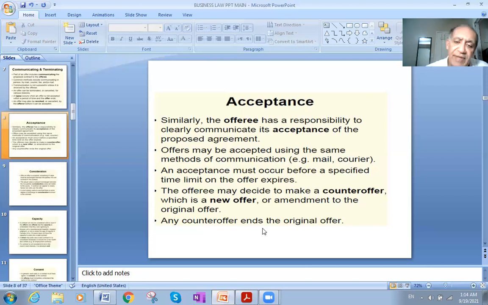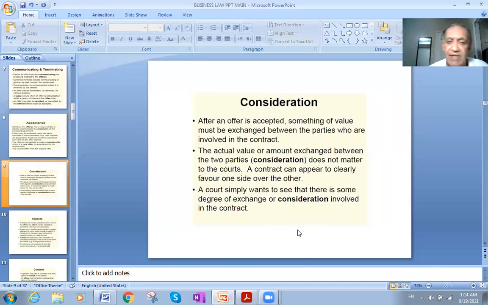Any counter offer ends the original offer. Of course, it is obvious that it ends the original one because it will change it. The original one will no longer be there, and the new one with the amendments of the offeree will be there.